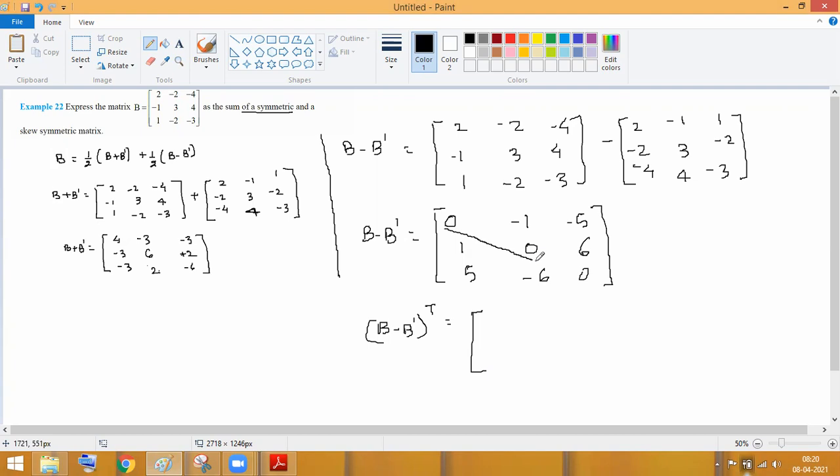And the first property of skew symmetry is what? Diagonal elements must be 0. Guys, look at the concept. Remember, I told you that for the skew symmetry, the diagonal element should be 0. याद है आप लोगों को? Yes, sir. Exactly. So look at this. This is a skew symmetry.